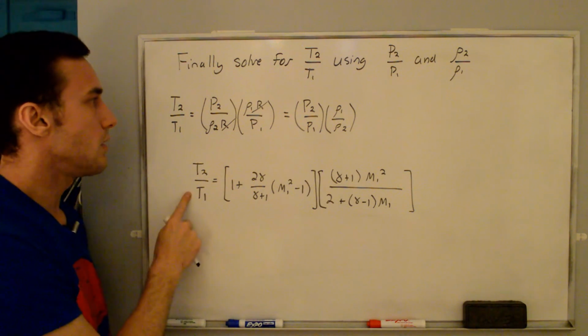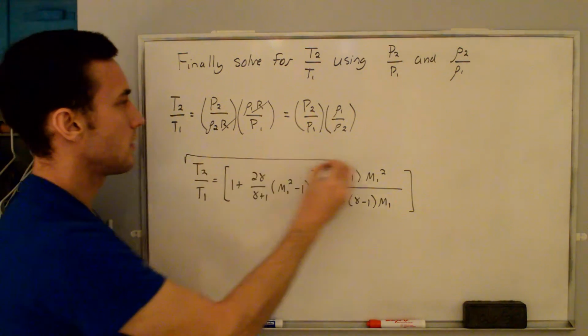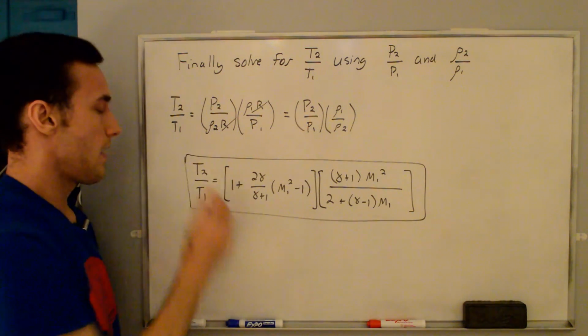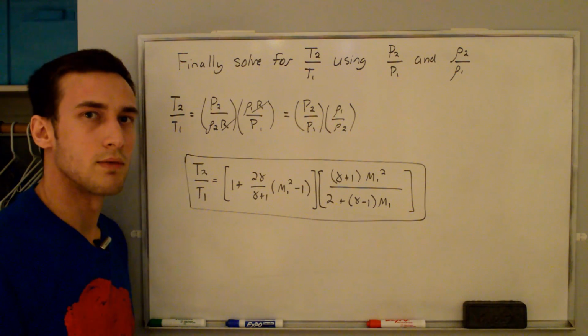So we end up with T2 over T1. We're just going to plug in for these two that we know, and we end up with this final expression that I will box. And this sums up all of the normal shock relations that we can derive in this video. Thanks for watching.